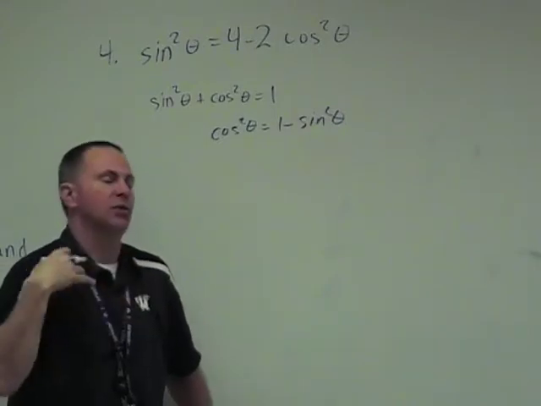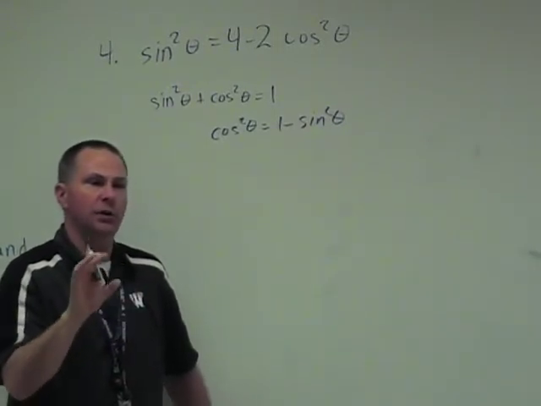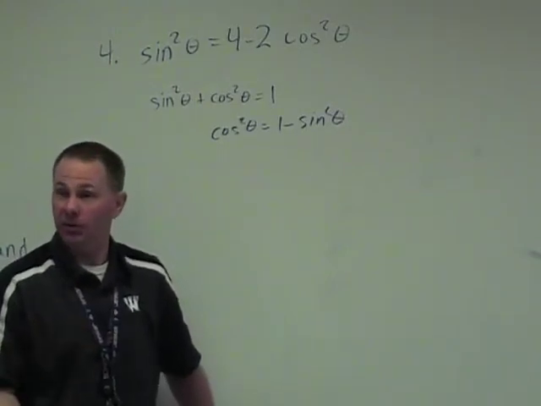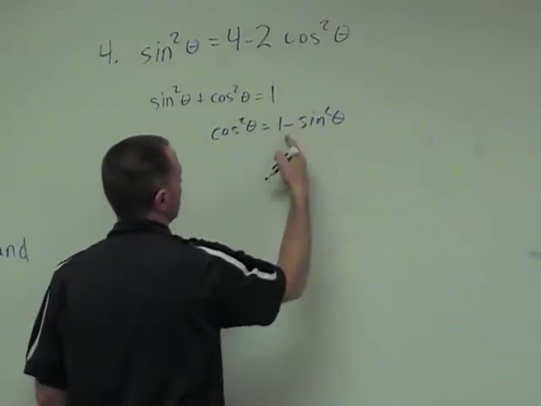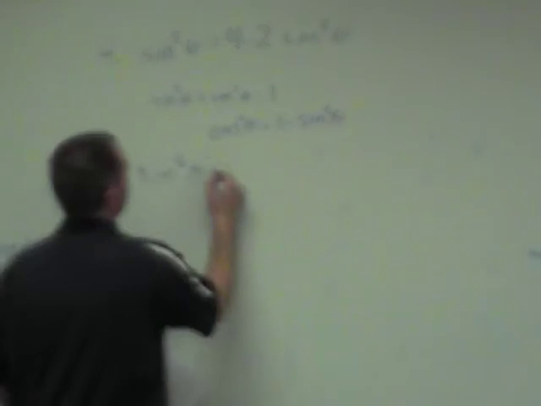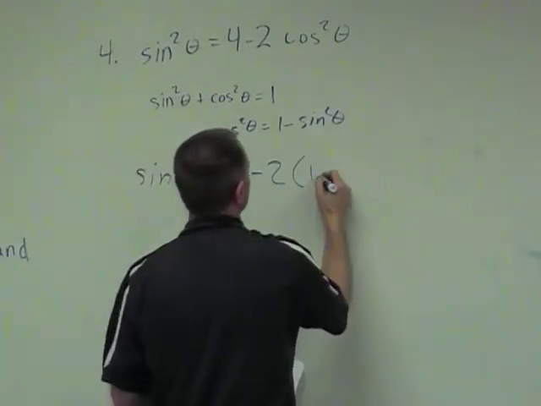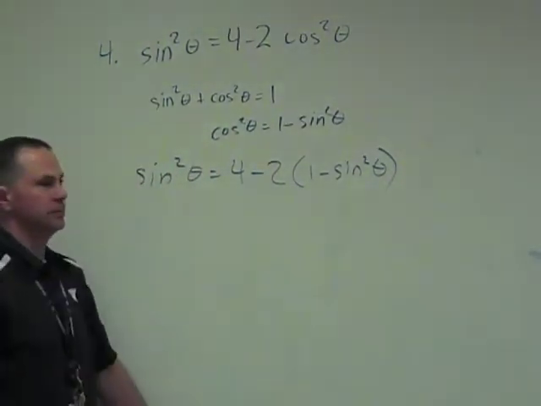So you have to try to bring your algebra skills back into this and look at your trig functions as variables and see if you can manipulate that way. So I'm going to substitute 1 minus sine squared of theta into that position. So sine squared of theta equals 4 minus 2 times 1 minus sine squared of theta. Substitution.